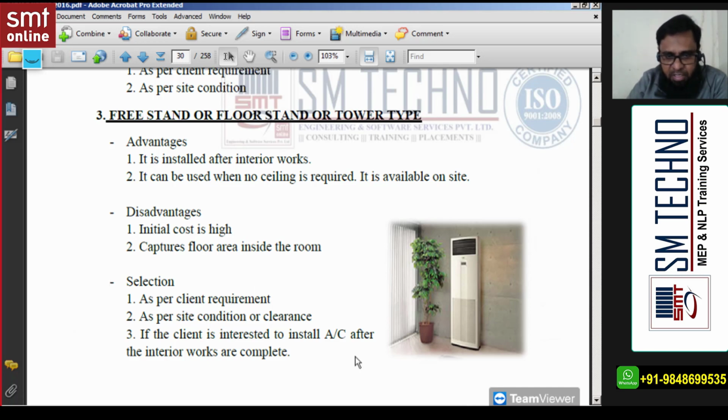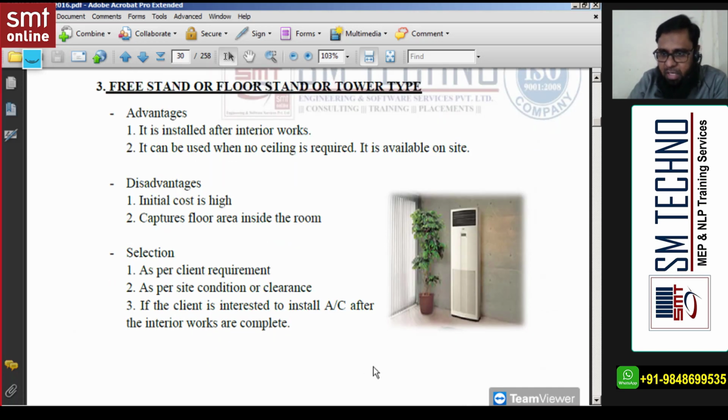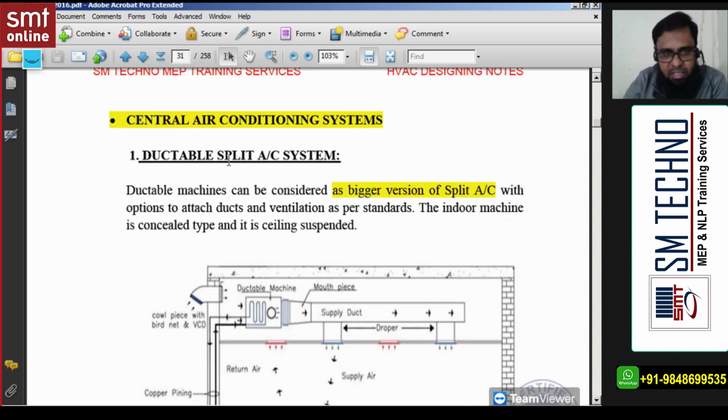Selection is as per client and site condition, or if you decide to go for air conditioning after completing the interior, then we can suggest this one, so it will cause minimum damage. This is a central air conditioning system, and in the central air conditioning system, the first option is ductable split. Ductable split is a bigger version of split, and this we'll discuss in the next session.